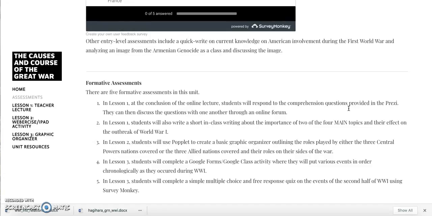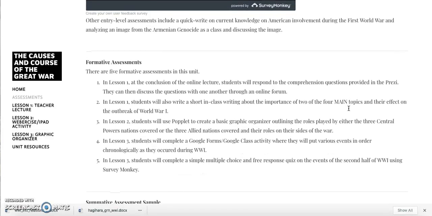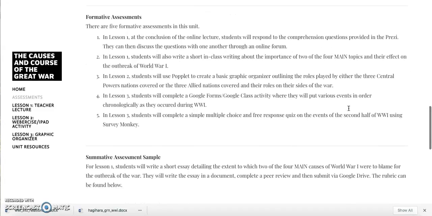In the third lesson, students will complete a Google Forms or Google Classroom activity that asks them to put various events in chronological order as they occurred during the first half of the First World War. Then in the second half, students will complete a simple quiz that contains both multiple choice and short free response questions that tests them on their understanding of the events that occurred during the second half of World War I. That will be using the SurveyMonkey platform.